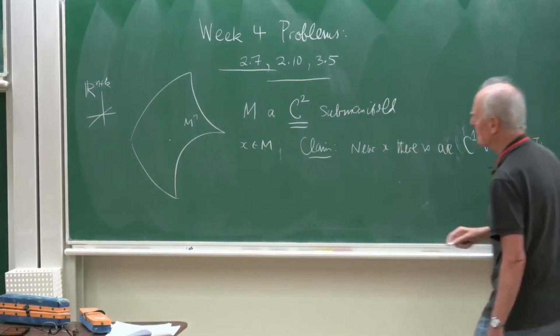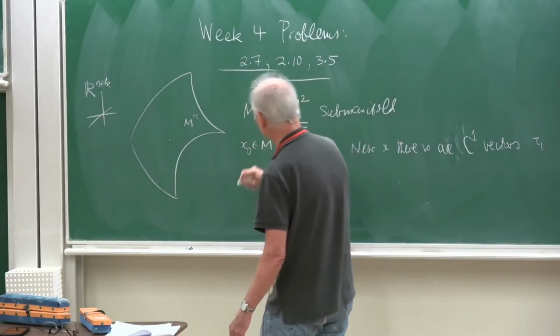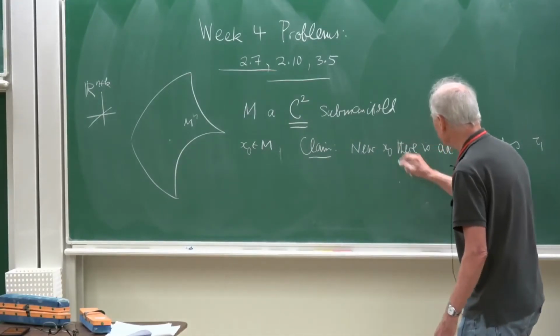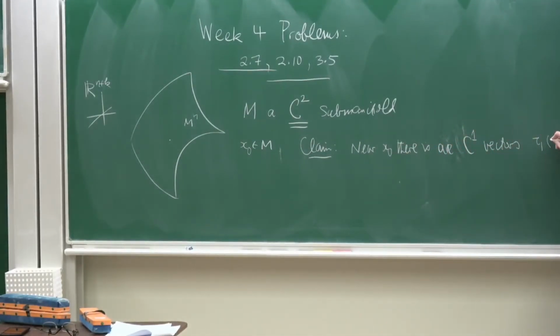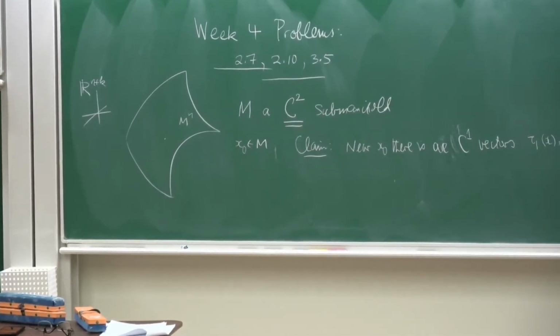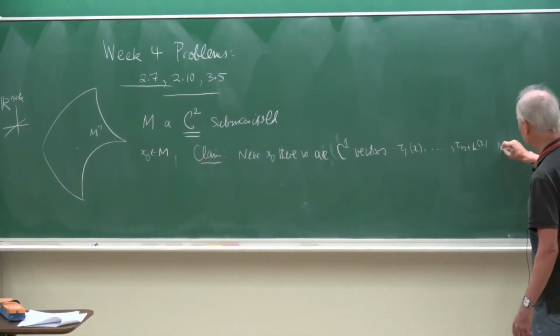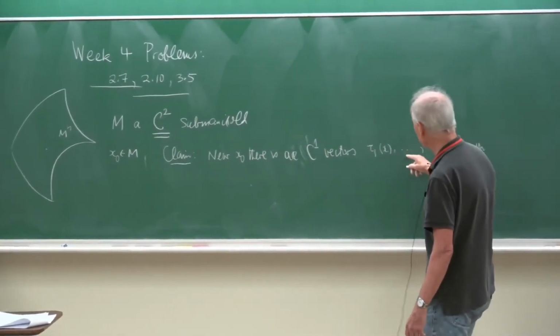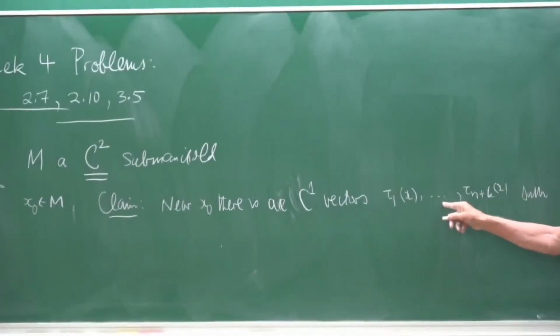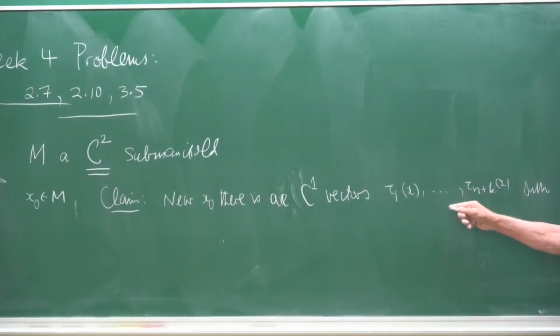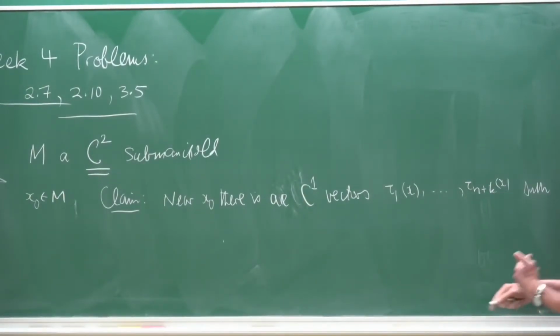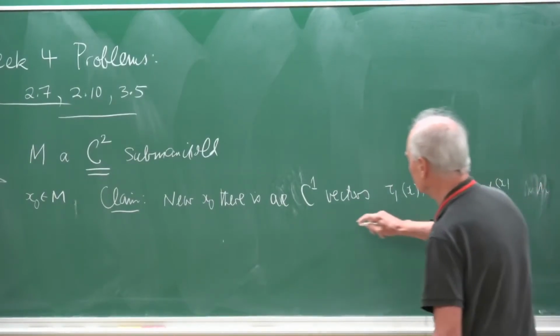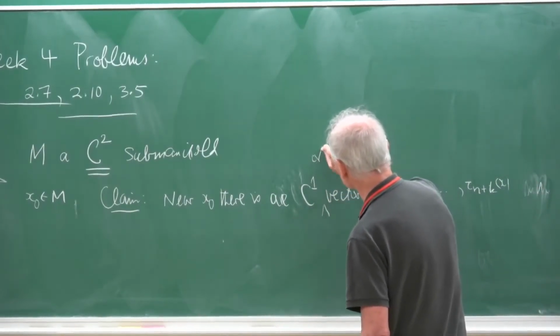Depending on, let's call this point that we start at x0. And then near that point, you claim that there are orthonormal C1 vectors τ1(x) up to τ(n+k)(x), C1 vector functions, such that the first n of these always provide a basis for the tangent space.